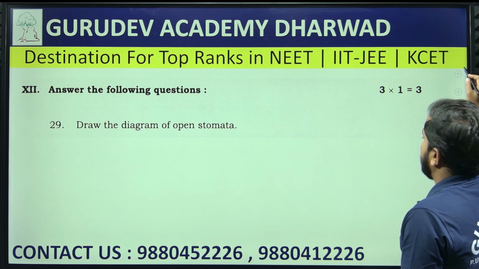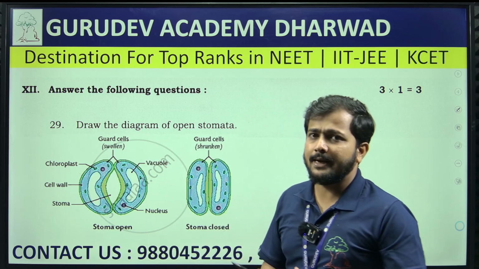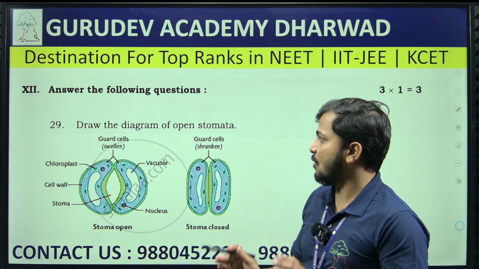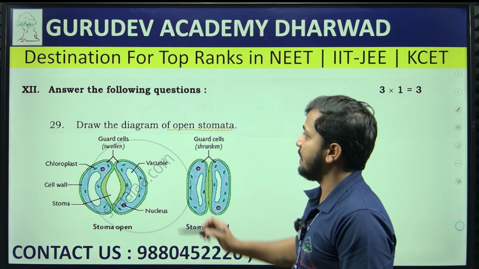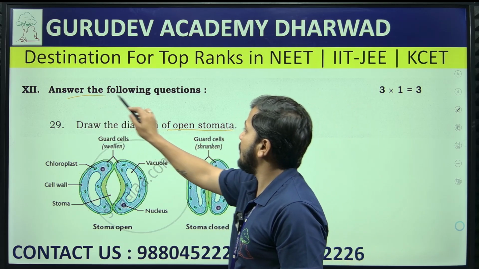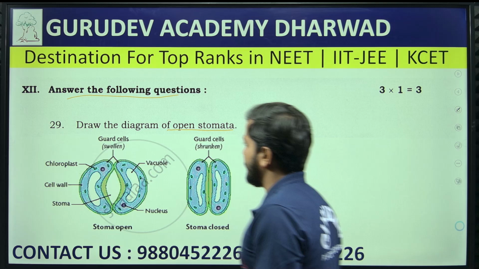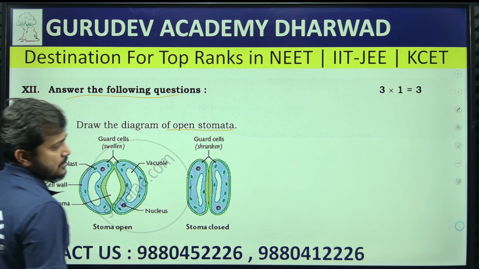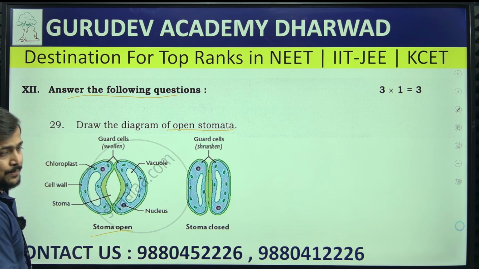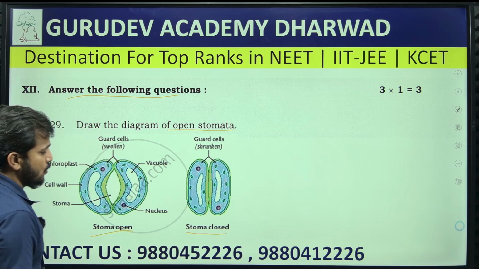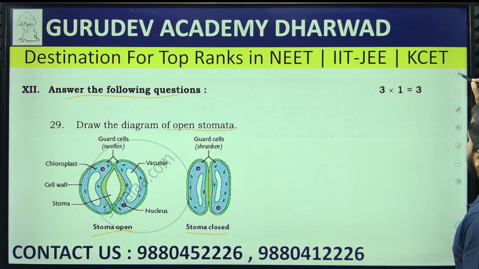Then what they have asked over here is a simple diagrammatic representation. They have told you to draw an open type of stomata. This is a question of the type 3 into 1, which carries 3 marks. Draw a diagram of open stomata. So this is the open type of stomata, and this is considered the closed type of stomata, right? We will see why this is so.